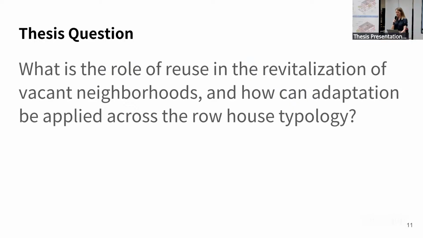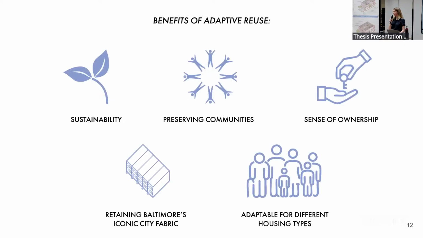This leads to my thesis question: what is the role of reuse in the revitalization of vacant neighborhoods? And how can this adaptation be applied across the row house typology and throughout a whole block? So benefits of adaptive reuse, as opposed to just demolishing and rebuilding new, include sustainability, as the most sustainable building is the one that's already built, preserving communities that do still exist in these areas, giving neighbors a sense of ownership over their community, and also retaining Baltimore's iconic city fabric. Most importantly for this thesis, we have the opportunity to adapt the rigid row house typology into different housing types.